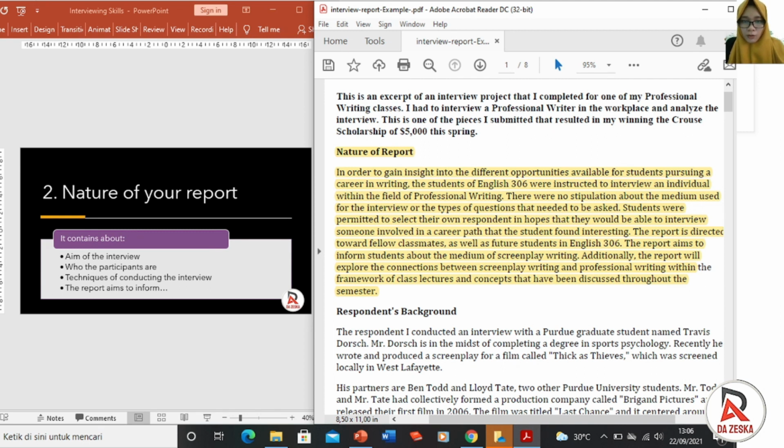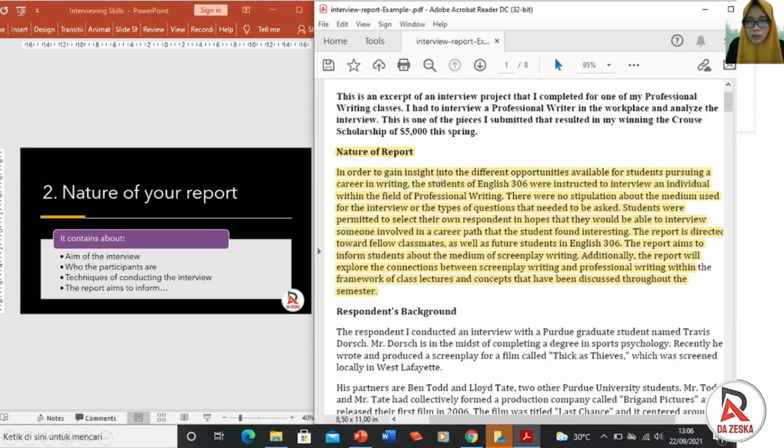The report aims to inform students about the medium of screenplay writing. Additionally, the report will explore the connections between screenplay writing and professional writing within the framework of class lectures and concepts that have been discussed throughout the semester. Okay, so on the left screen, you may refer back to the points I mentioned before: the aim of the interview, second, who the participants are, techniques of conducting the interview, and the last is report aims to inform. If we try to analyze the sentences, does it have the aim of the interview? Let us see.